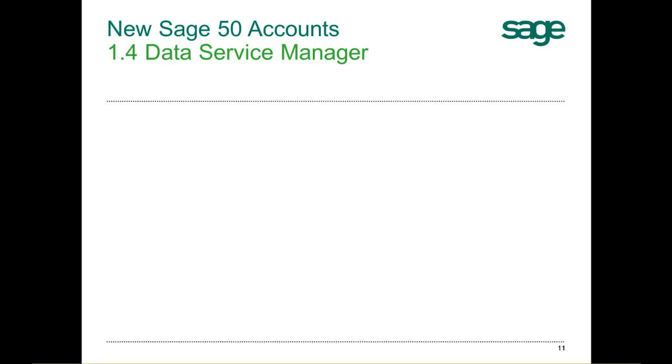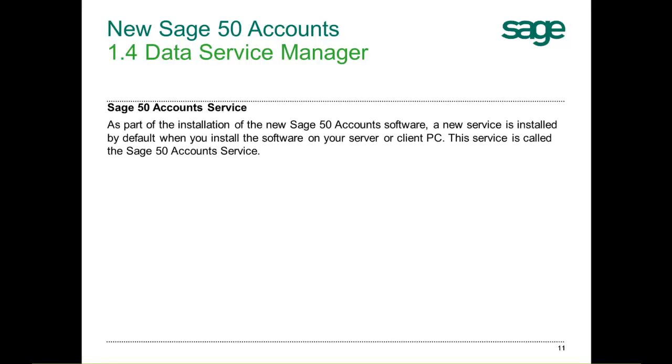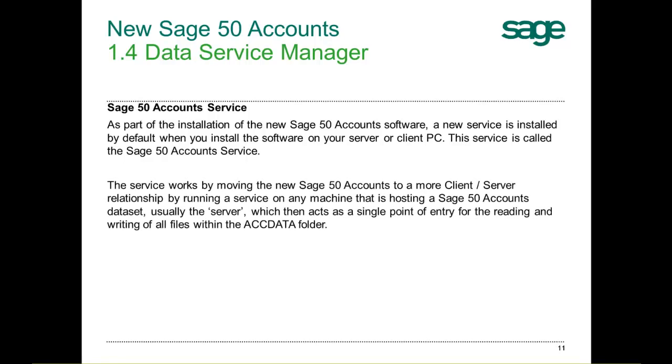So, Data Service Manager. Now, as part of the new installation, a new Windows service is installed for this to work, and it will have to be a Windows PC that you install the product on. The service works by moving the new Sage 50 accounts to a more client-server relationship by running a service on any machine that is hosting the Sage 50 accounts dataset, usually the server, which then acts as a single point of entry for the reading and writing of all files within the ACT data folder. Now, the service will handle all files critical to the integration of the data, which are the DTA, DTH, and client chart of accounts files.